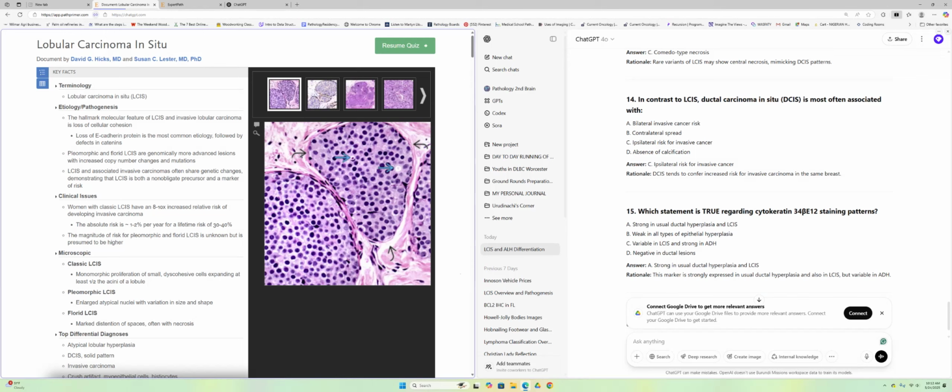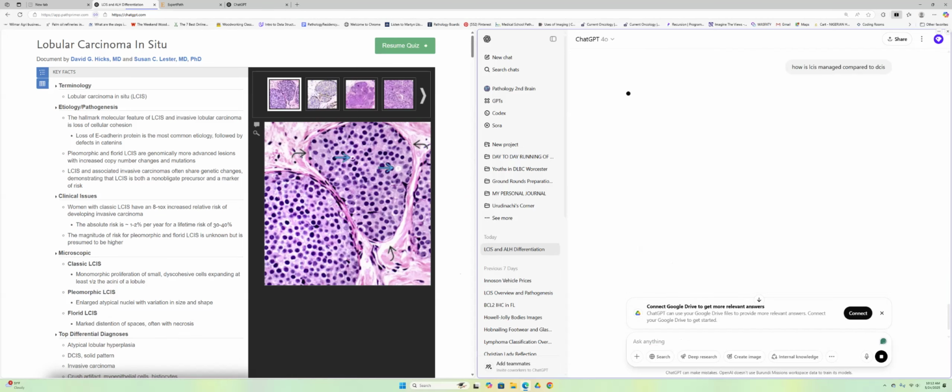Found in UDH and LCIS, but variable in ADH. I never saw such a thing here. It's also in the slides. They say strong in usual ductal hyperplasia and variable in ADH, yes.